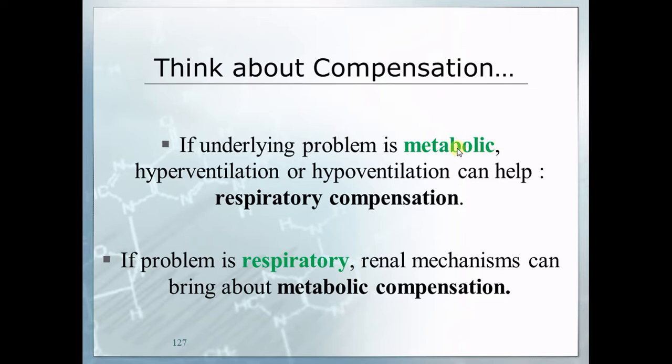If it's metabolic, which means it's the kidney, it's anything else in the body, basically, then the lungs will try and compensate. So let's say somebody has a metabolic acidosis. They're diabetic. What respiratory compensation would you expect? So they're way acidic.